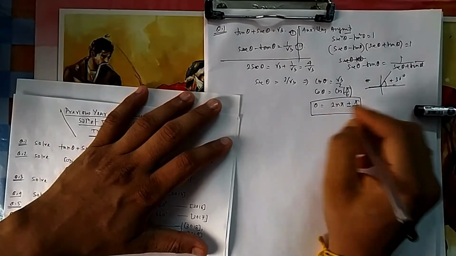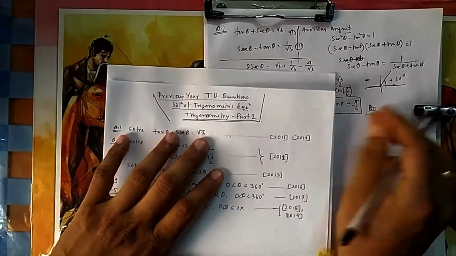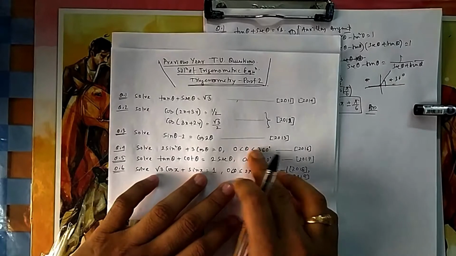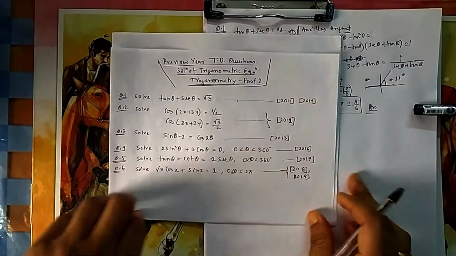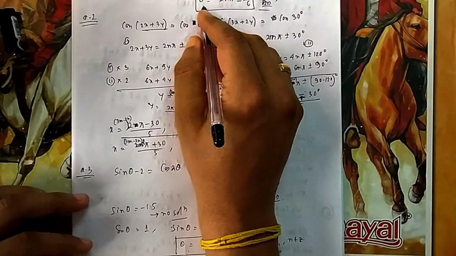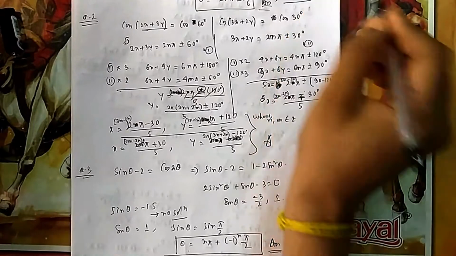So if nothing is mentioned about the range of theta, you just put the answer like this, and that will be your general solution. If they give you a range, then you have to find the values of theta during this interval. Otherwise you keep it like this. Okay students, so this is the general solution, theta equal to 2n pi plus minus pi by 6, where n equal to any integer, you write n belongs to Z.